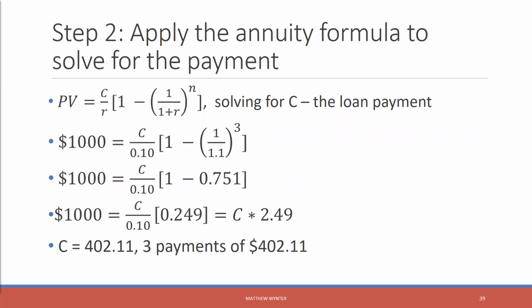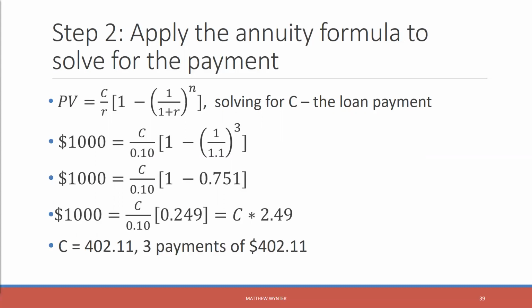So we apply the annuity formula. When I plug everything in, on my left-hand side, I've got $1,000. That's the present value of the loan that I took out. On my right-hand side, I've got C divided by R multiplied by 1 minus 1 over 1 plus R to the N, all in parentheses. Plugging things in and solving down, I find C equal to 402.1.